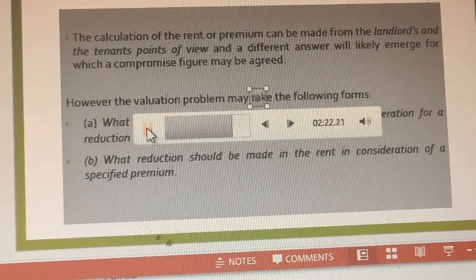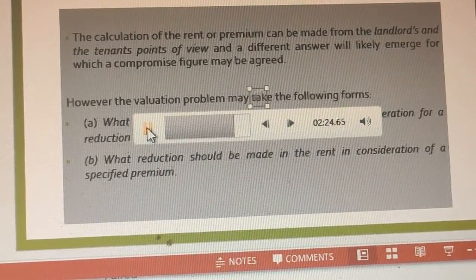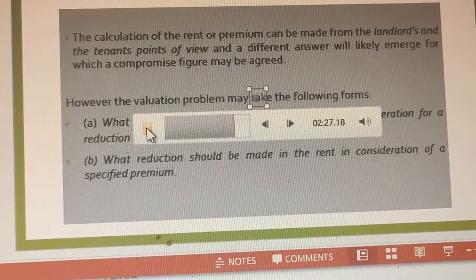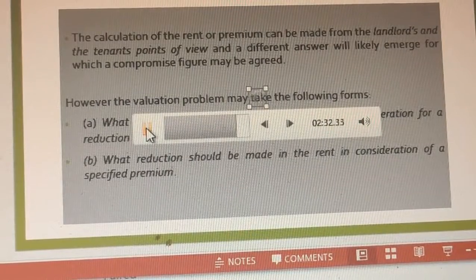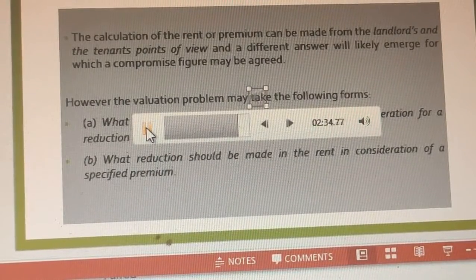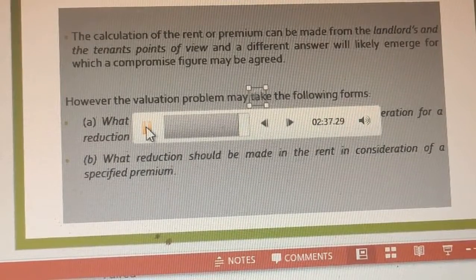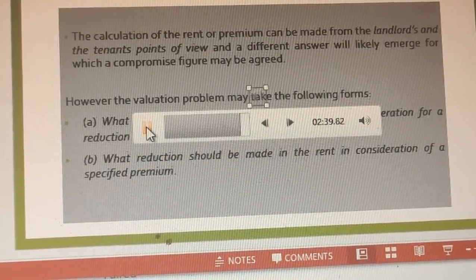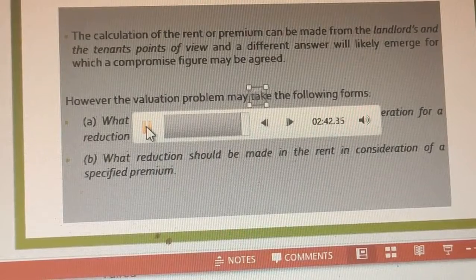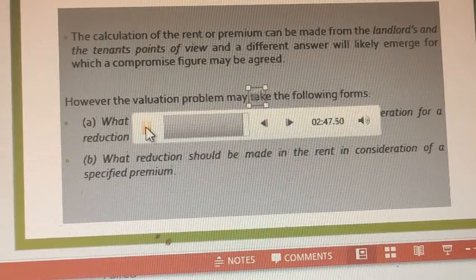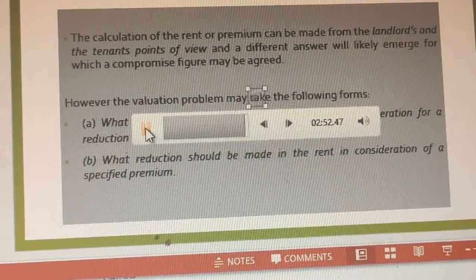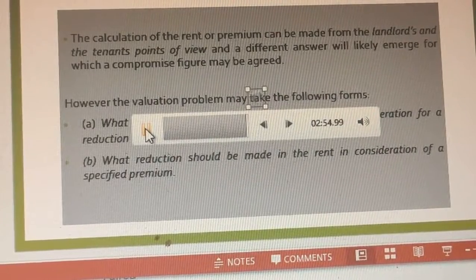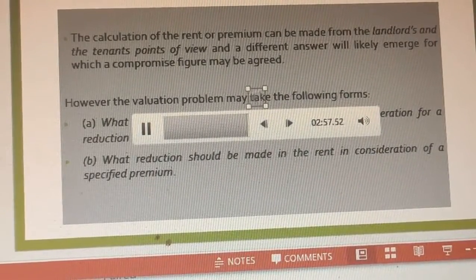So where the question asks you for the tenant's point of view, please value from the tenant's point of view. Where it's asking you what premium, that's the landlord's point of view, value from the landlord's point of view. If it's asking you how much is to be agreed, value from both the tenant's and landlord's point of view and find a compromise, an average of the two, and say probably that represents a fair rent that should be paid or a fair premium that should be paid. So it's very important to note this. Very, very important.